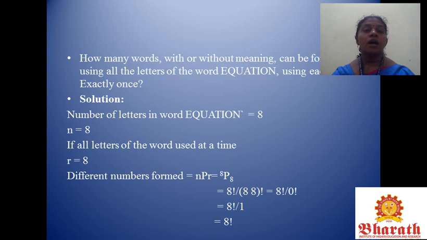Next problem, how many words with or without meaning can be formed using all the letters of the word EQUATION, using each letter exactly once? So the number of letters in the word EQUATION is 8. So n equals 8. If all letters of the word are used at a time, it means r equals 8. So the number formed equals nPr, so 8P8, equal to 8 factorial.